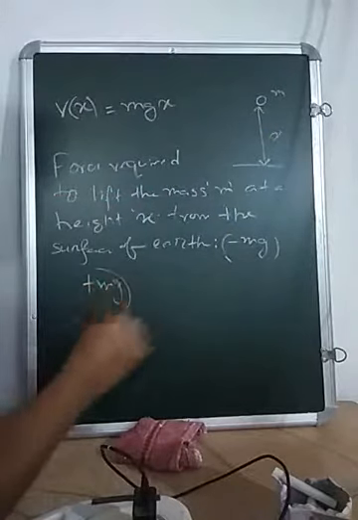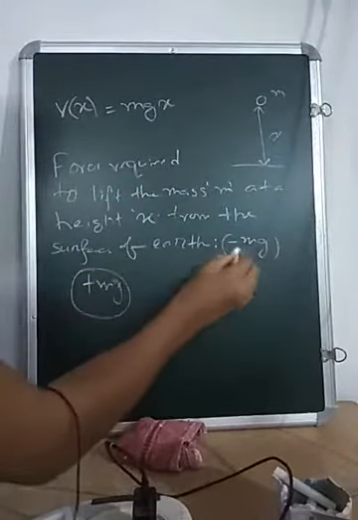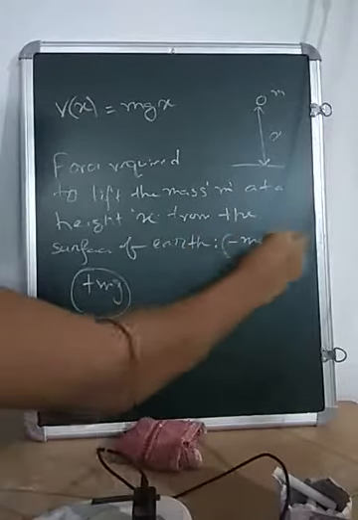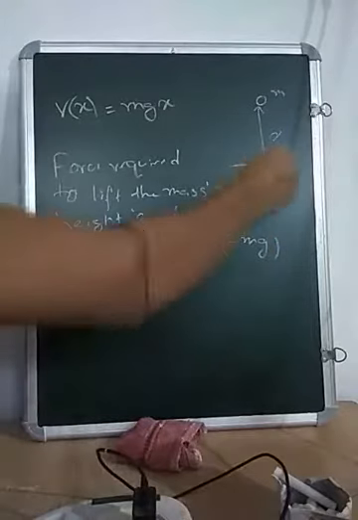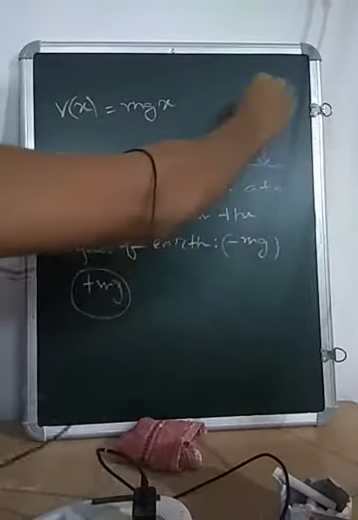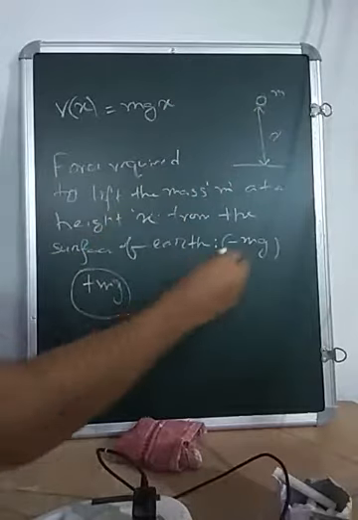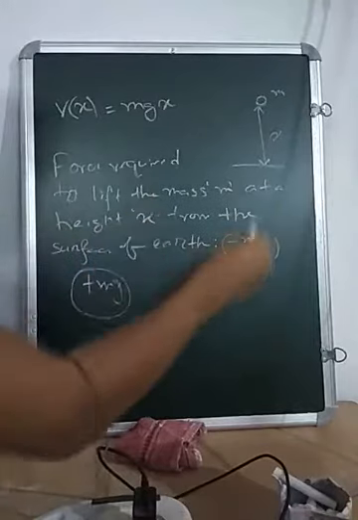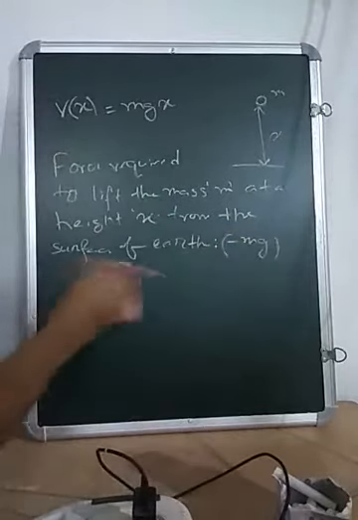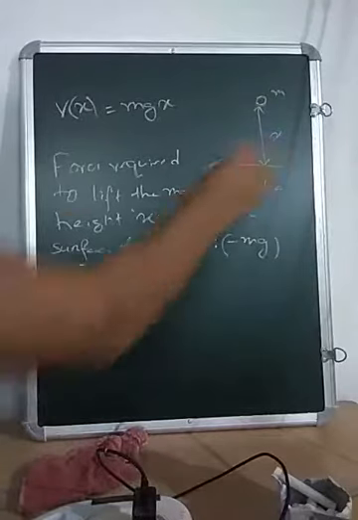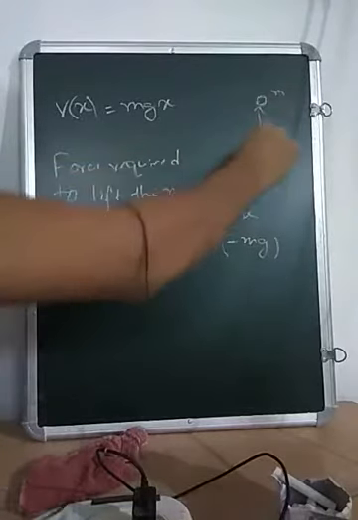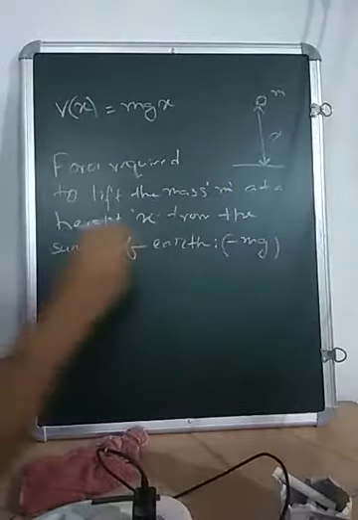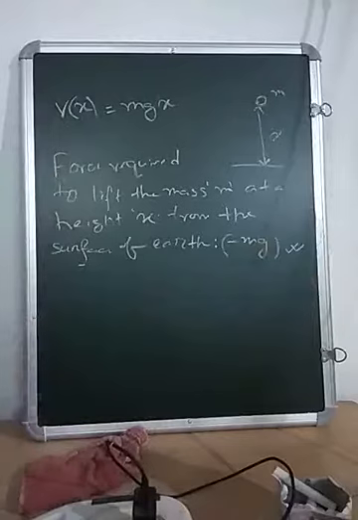This is the gravitational force. And this much force is applied against the gravitational force to lift the object at a height h. As we are applying force against the gravitational pull, we assign a minus sign. We represent the force that is required to lift the object as minus mg. So this is the force required to lift the object against gravity at a height x.